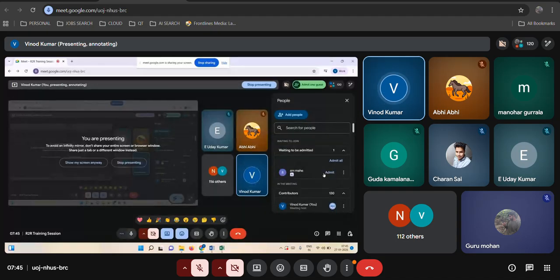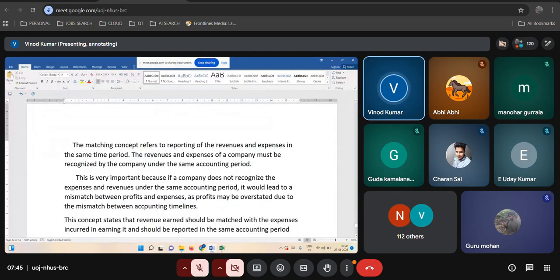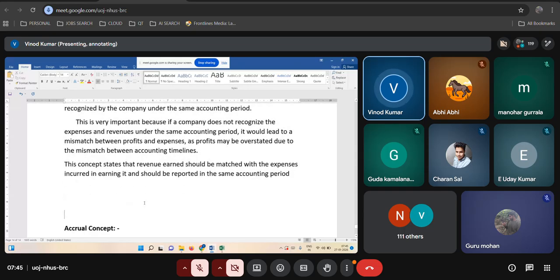So for this we need to record all the transactions in the same accounting period. In simple words, recording all the transactions in the same accounting period is called the matching concept. So expenses and revenues should be recognized in the same accounting period as the revenue. So for example, guys, we made some sales.